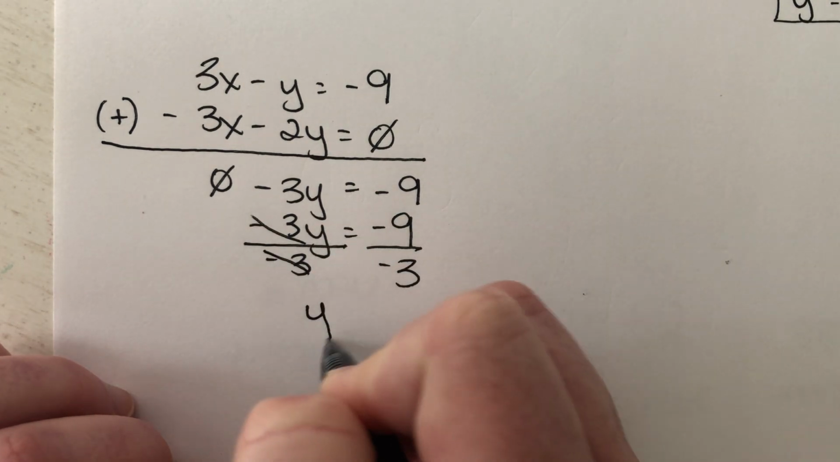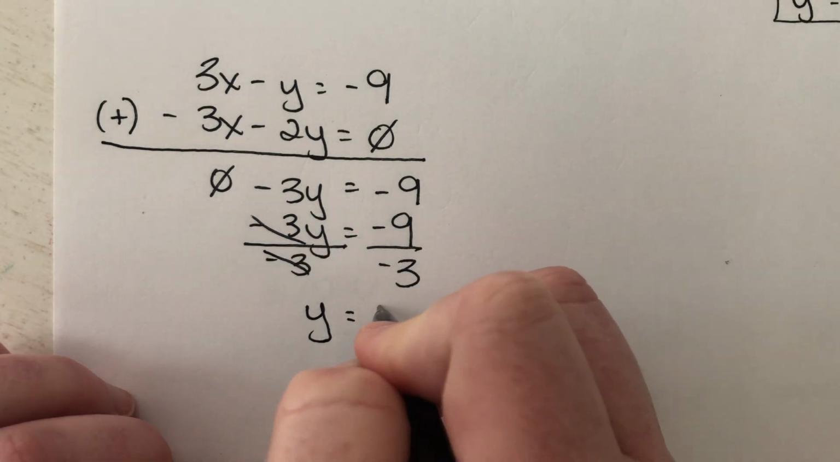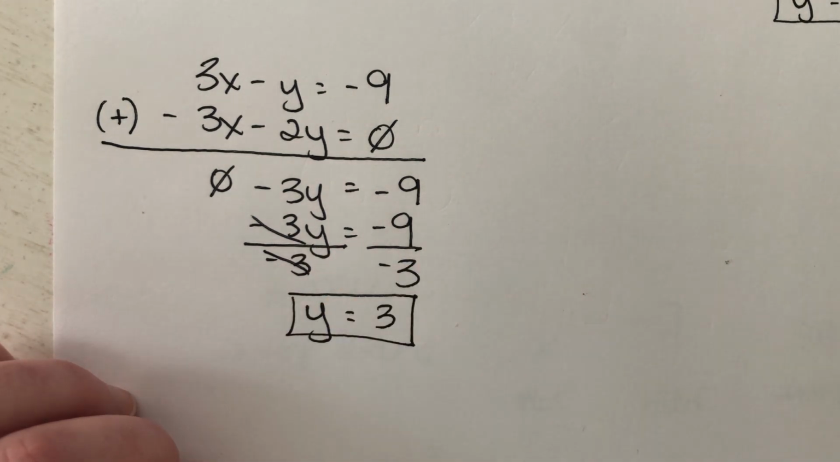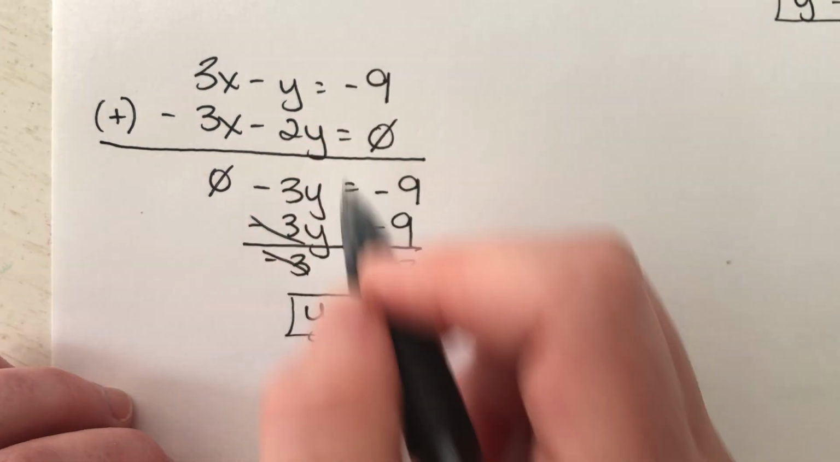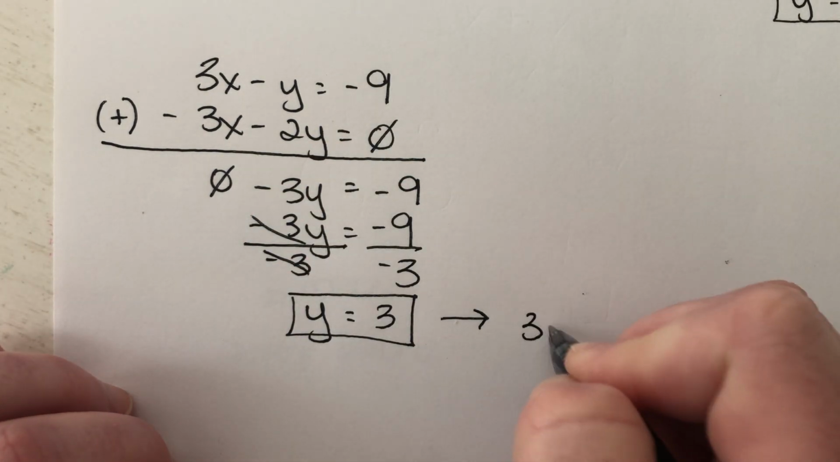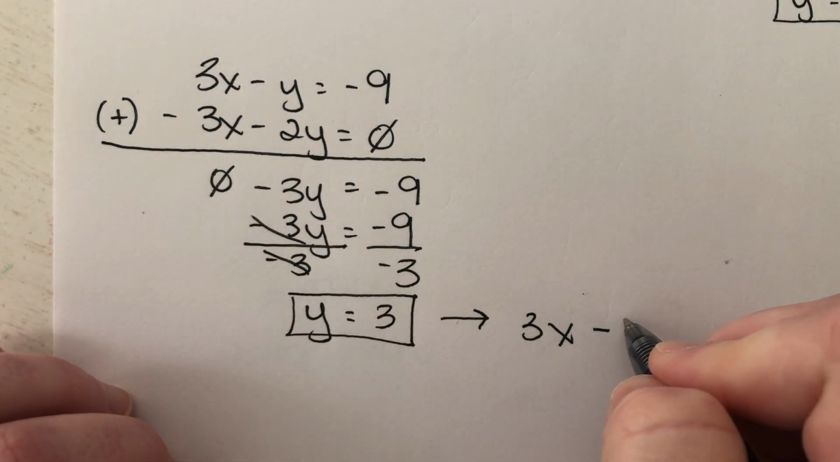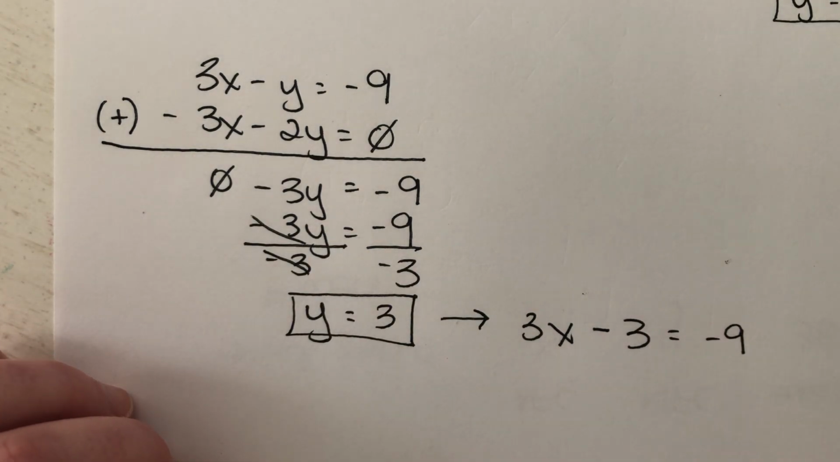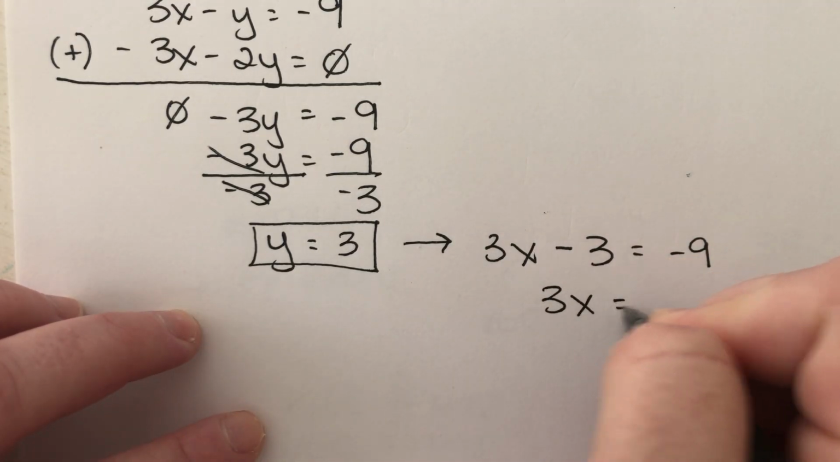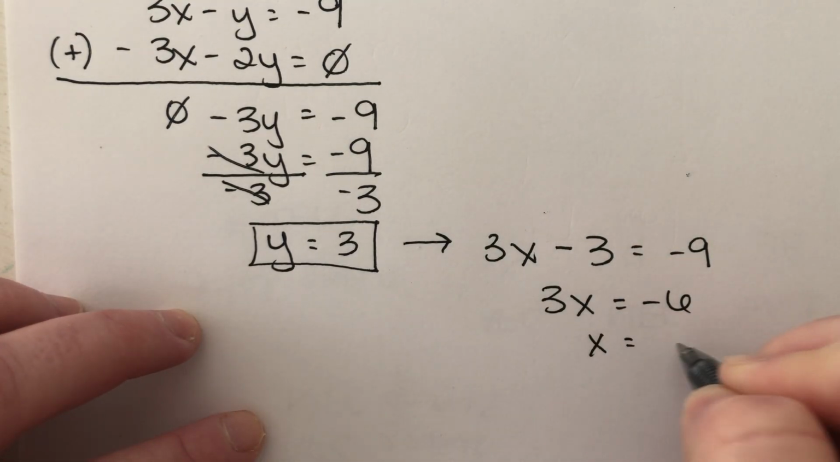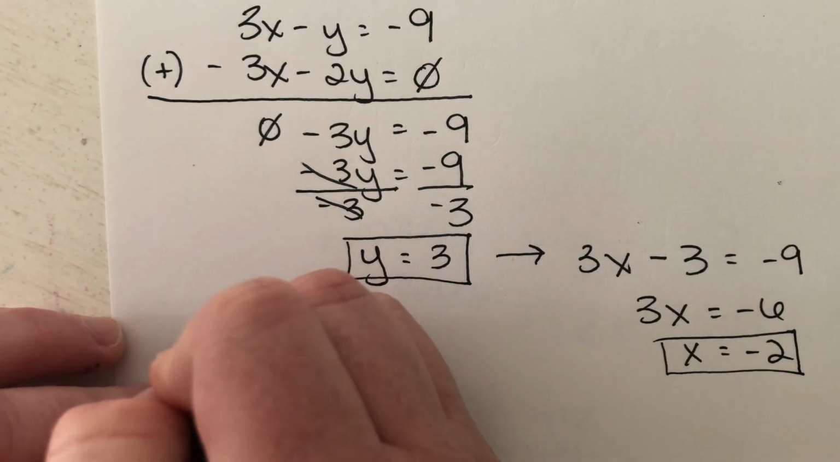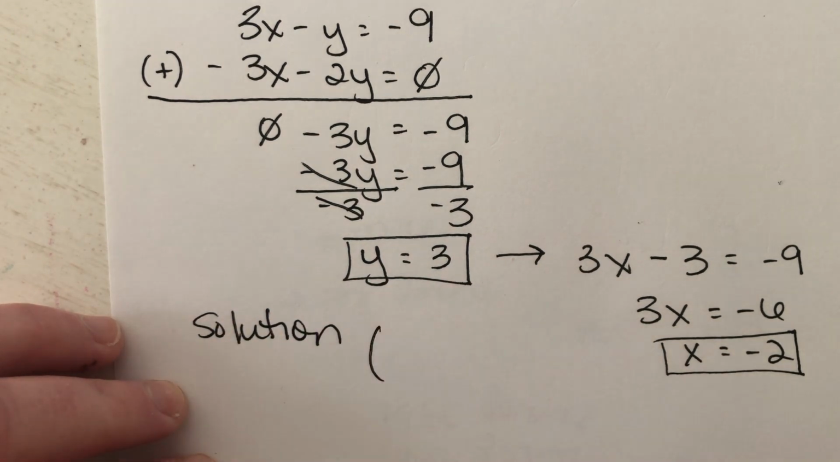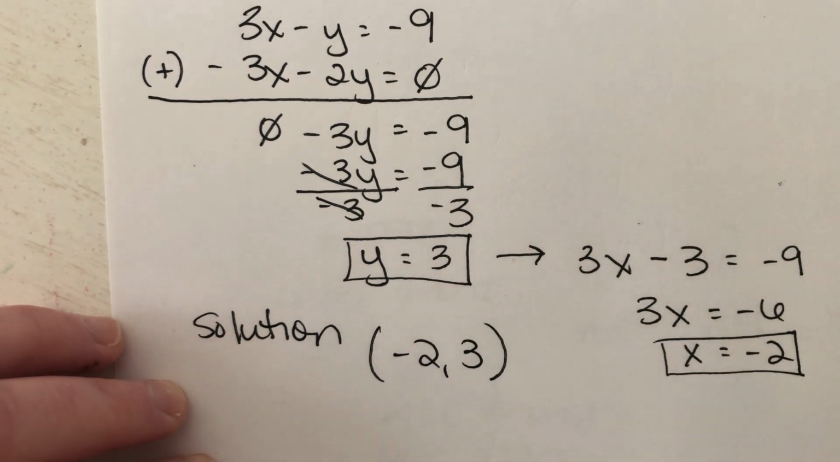So to get rid of times negative 3, I have to divide by negative 3. Okay, so those go away. Y equals negative divided by a negative is a positive. So I get 3. Okay, once I've used elimination to find the first variable, then I just use substitution to find the second. All right, so it doesn't matter which equation I use here. I'm going to use the top one. 3x minus y, and y is 3, equals negative 9. Add 3 to both sides. Divide by 3, x equals negative 2. So my solution would be x comma y, negative 2 comma 3.